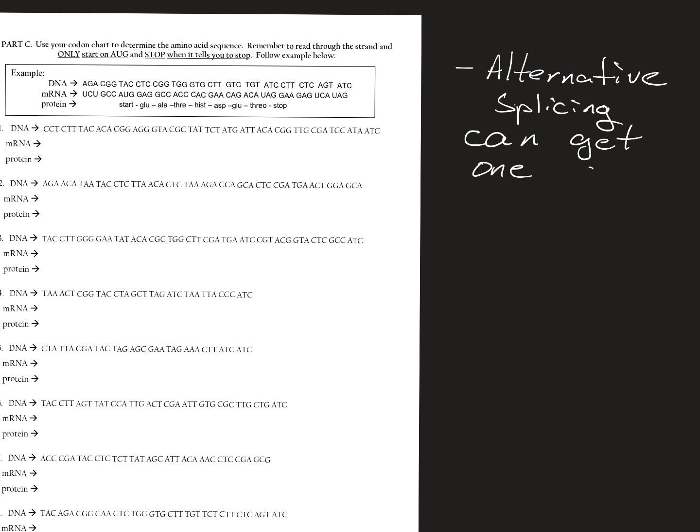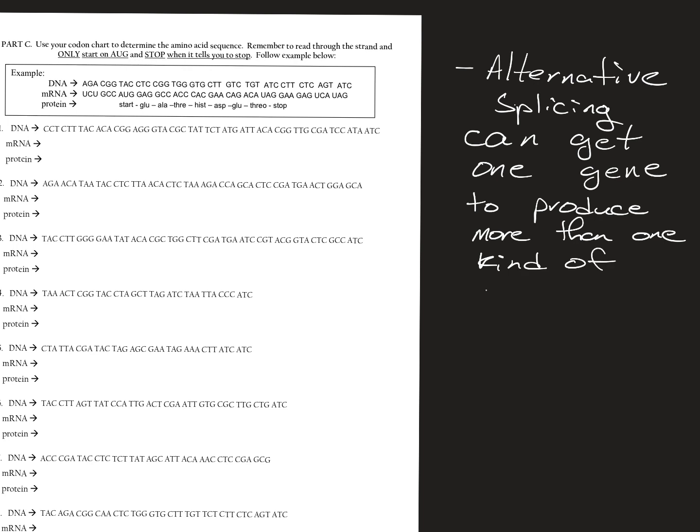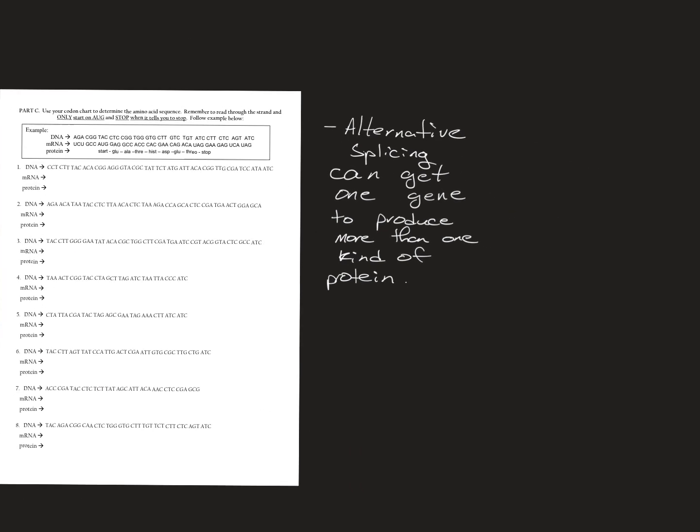All right, so when we're looking at this, let's write down what I said because some of you are just staring into space. Let's make sure we understand that alternative splicing can get one gene to produce more than one kind of protein. So that's important.